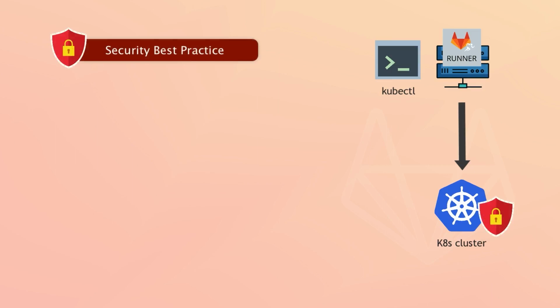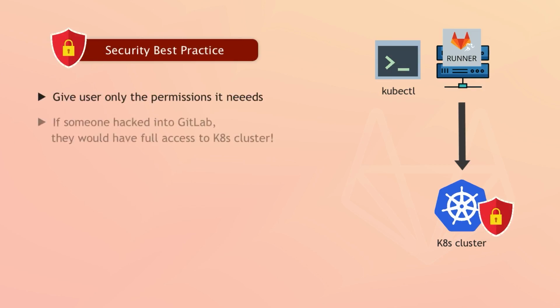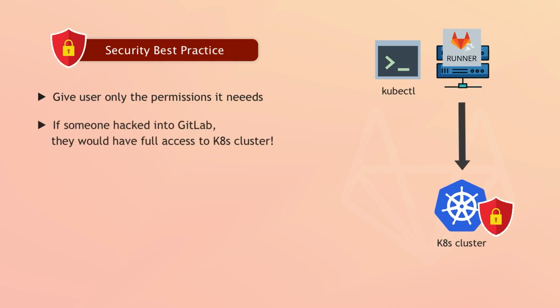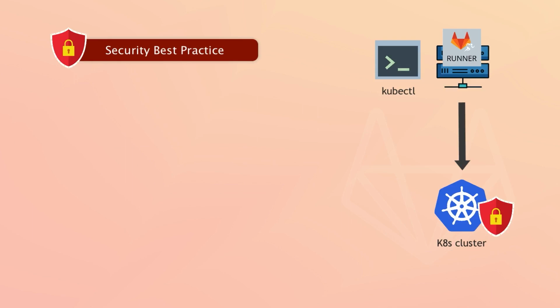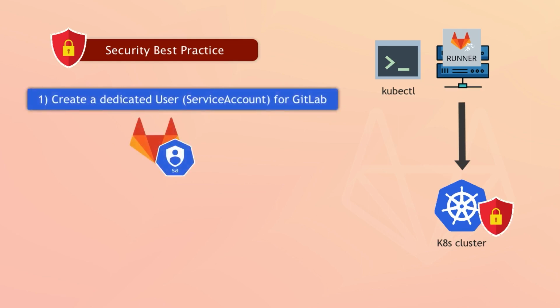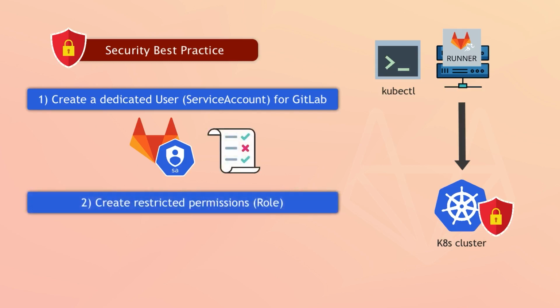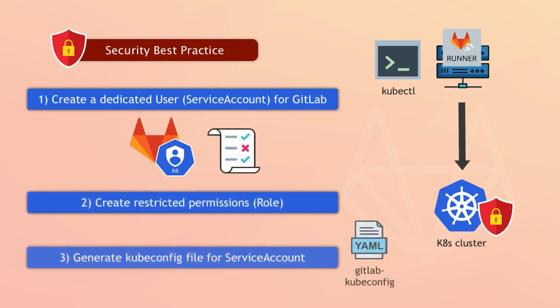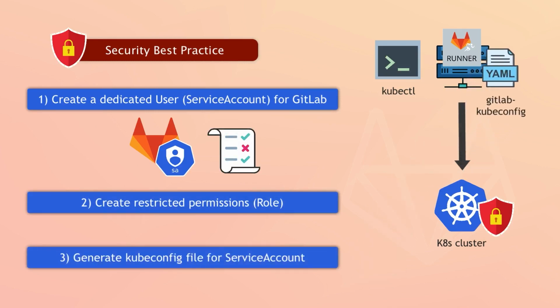And the security best practice is you should always give each user only the privileges it needs and not more. Because if someone hacked into your GitLab, they would have full access to your cluster and they would be able to do a lot of damage with it. So we're going to do this according to Kubernetes security best practices for CI/CD pipelines and create a dedicated service account for GitLab and give that service account only those permissions that it needs to do its job. We will then generate the kubeconfig file for that service account and give GitLab that kubeconfig file to execute kubectl commands with it. And it's actually easier than it sounds.